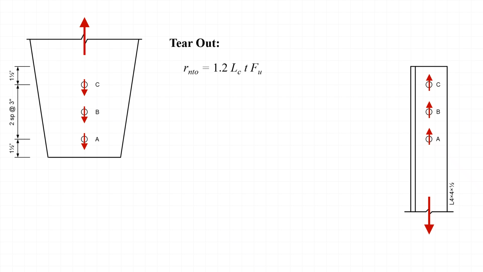The nominal tear-out strength of the base material is taken as 1.2 times L sub c times T times F sub u, where T and F sub u are again the thickness and tensile strength of the base material, either the angle or the gusset plate, and L sub c is a clear distance measured from either one bolt hole to the next hole or from one hole to the edge of the part, in the direction that the bolt force is acting on the base material.